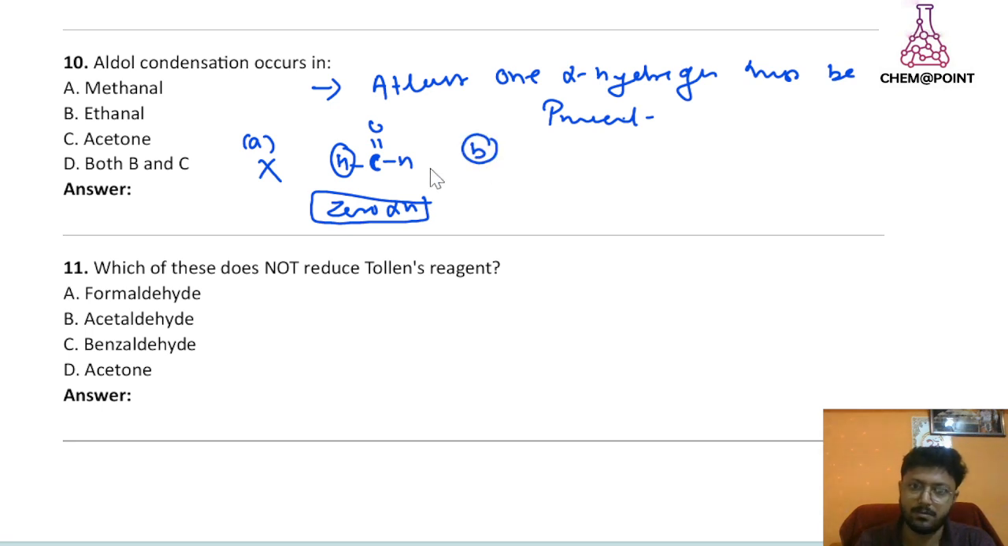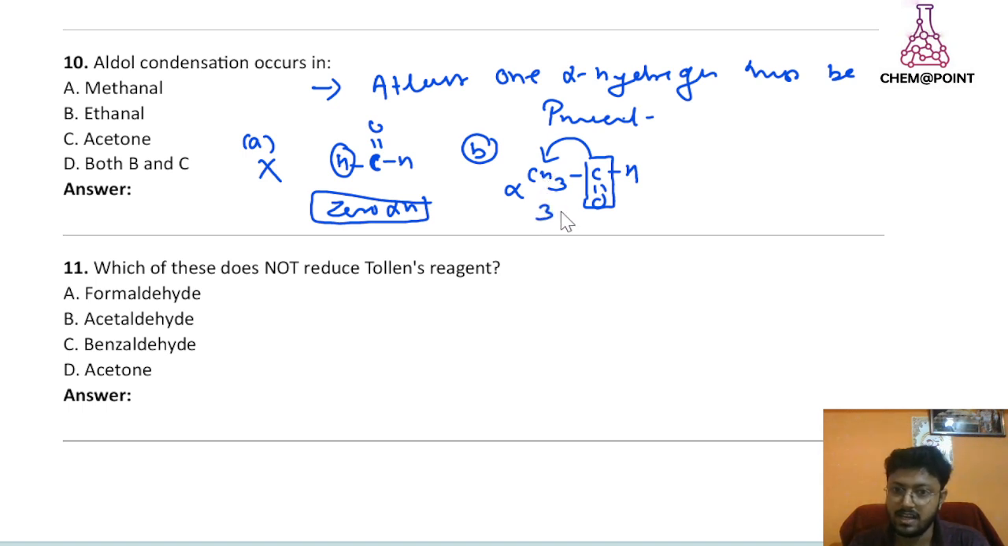Now option B, ethanol, CH3 C double bond O single bond H. Students, here this is the carbonyl group, the functional group, and the directly attached carbon is called the alpha carbon. That alpha carbon must have at least one alpha hydrogen. But here three alpha hydrogens are present. Got it? That's why option B is correct.